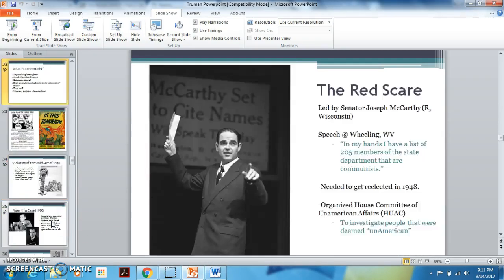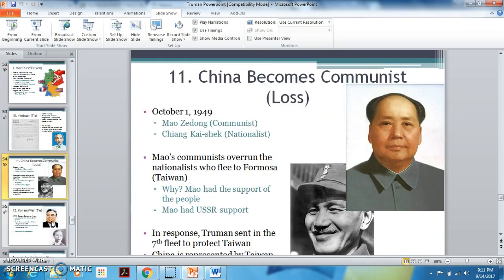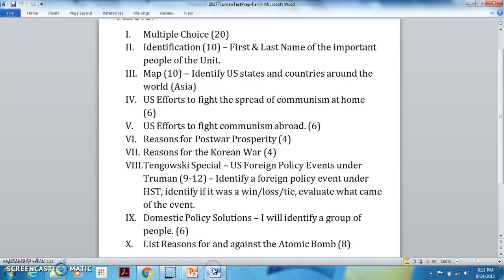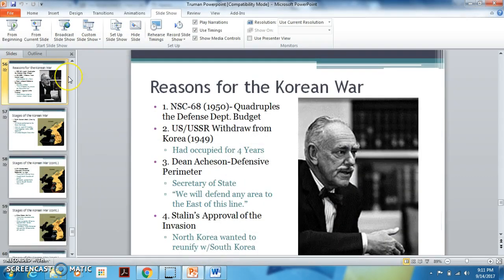Next one is reasons for the Korean War. That's down here. Okay. We talked about NSC 68, that memorandum which quadrupled the Defense Department budget. We leave Korea out of the defensive perimeter, which was a mistake, and Stalin's approval. All right. So the special foreign policy events.